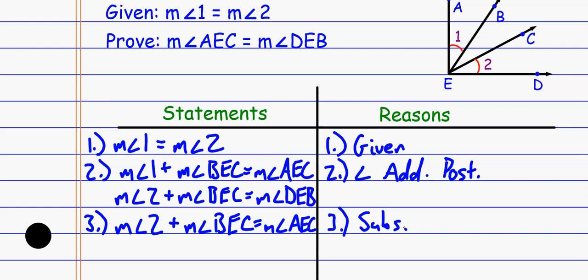But now from here, check out what I have. I have the measure of angle 2 plus the measure of angle BEC equals the measure of angle DEB. But I have the measure of angle 2 plus the measure of angle BEC equals the measure of angle AEC. So I have the same thing equals that. Think about it in a different order. And here's the thing. You could switch one of these around to make it reflexive, but you don't have to do that. Think of it like reading this guy backwards and just say, hey, the measure of angle DEB equals measure of angle 2 plus measure of angle BEC, and then measure of angle 2 plus measure of angle BEC equals measure of angle AEC.